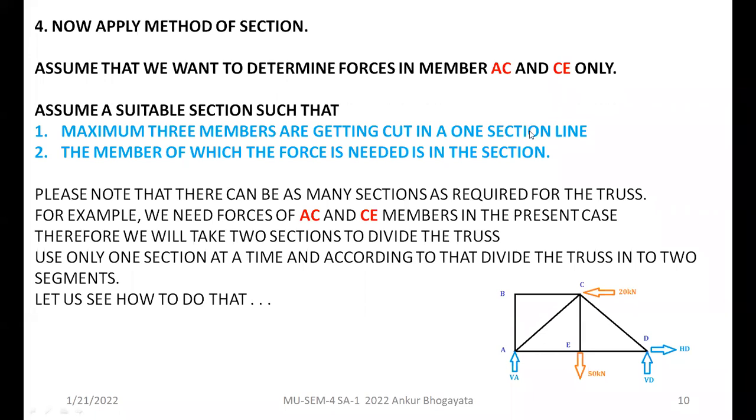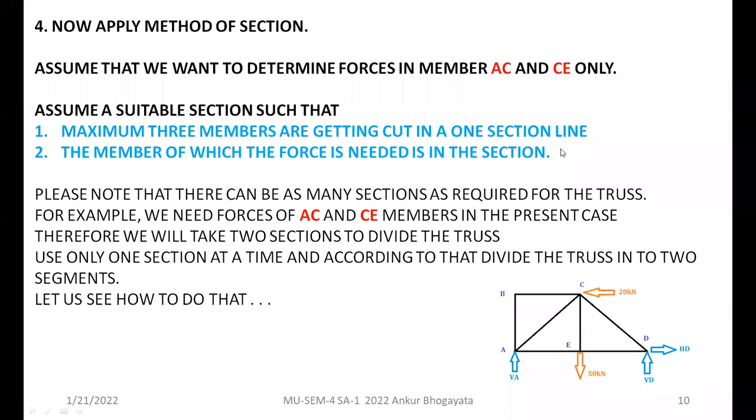But when you are cutting the truss, take care that not more than 3 members are being cut at a time in a single section. Why is this constraint there? Because we have only 3 conditions of equilibrium. That is the limitation: we should select a section such that only 3 members are being cut at a time. And second, the member whose force is needed must already be in the section.